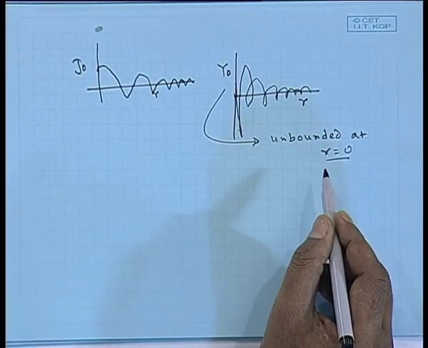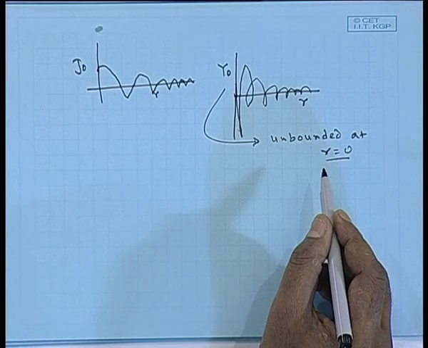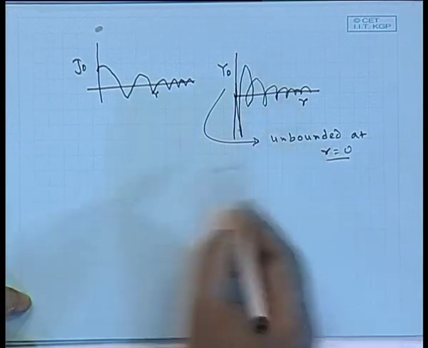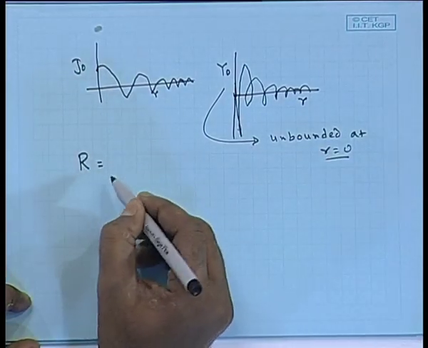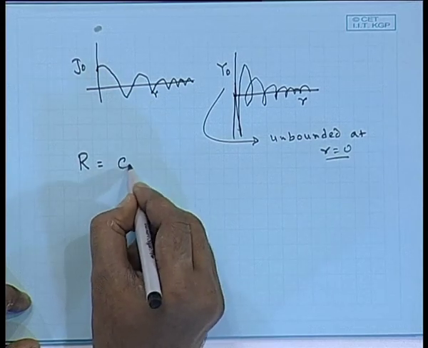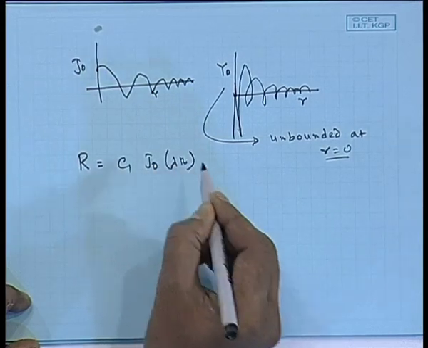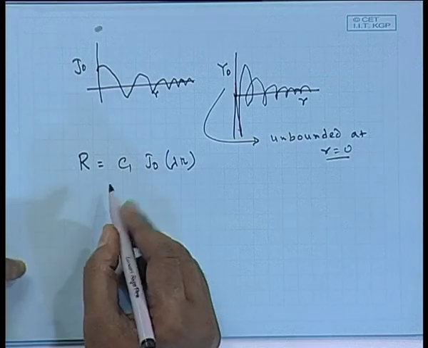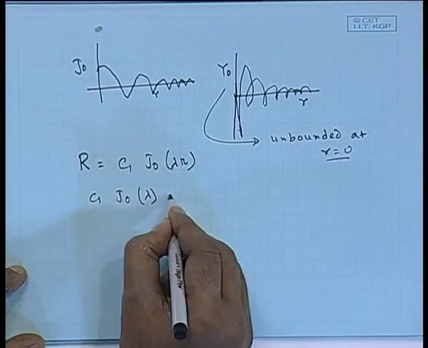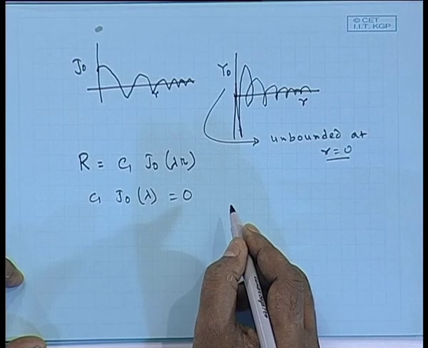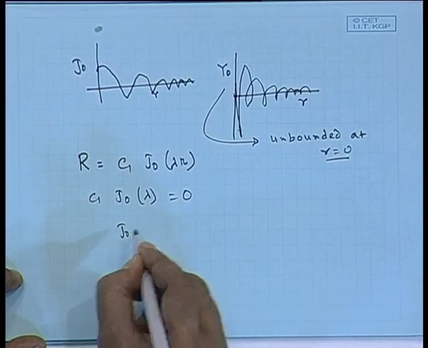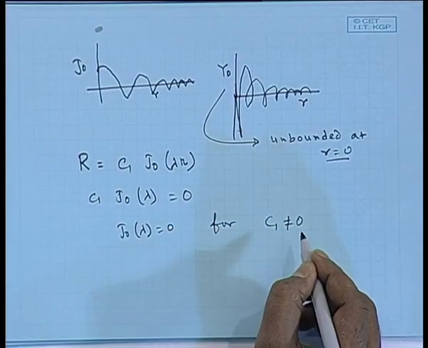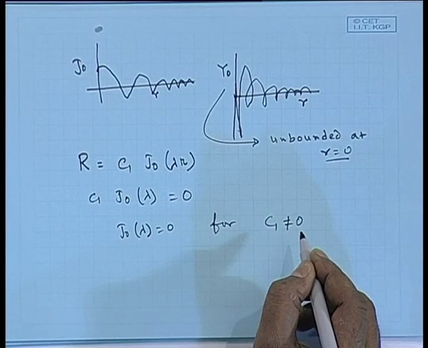That means whenever you apply the boundary condition that at r equal to 0, capital R is bounded, the constant associated with Y0 will vanish. So your solution, I am not writing it down, I am just skipping the step, becomes C1 J0 lambda r. Now at r equal to 1, that means C1 J0 lambda is equal to 0. So J0 lambda must be equal to 0 for a non-zero constant to get a non-trivial solution, right.